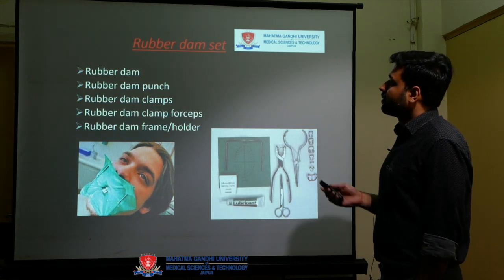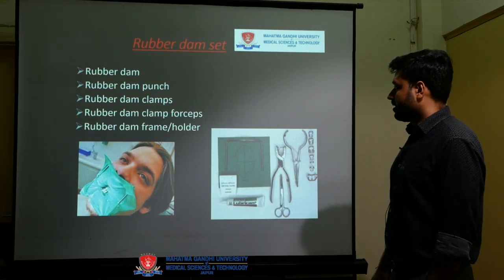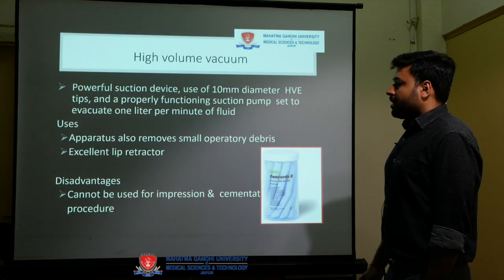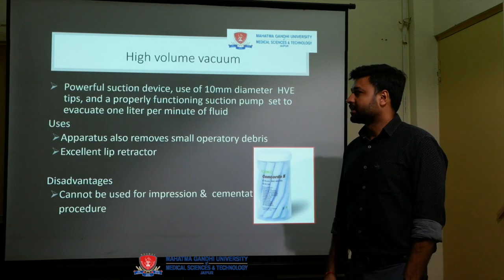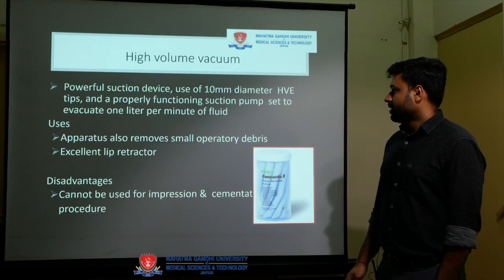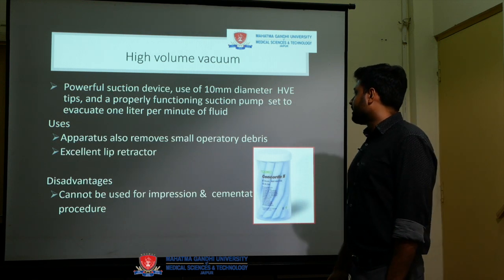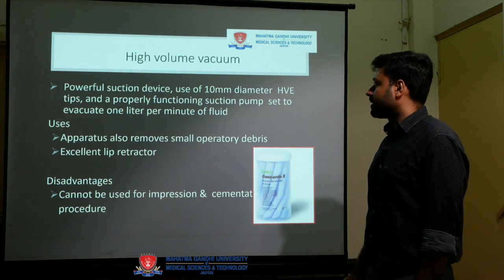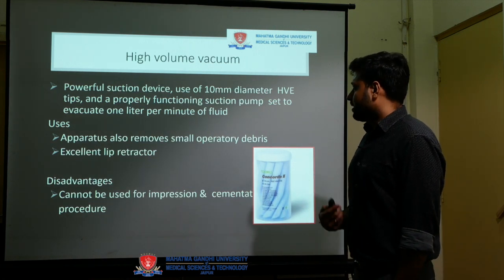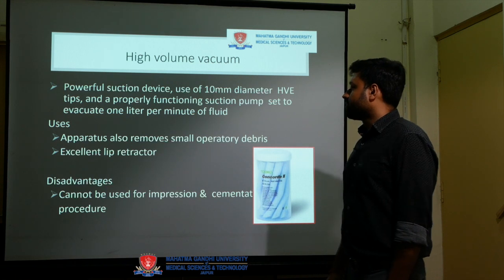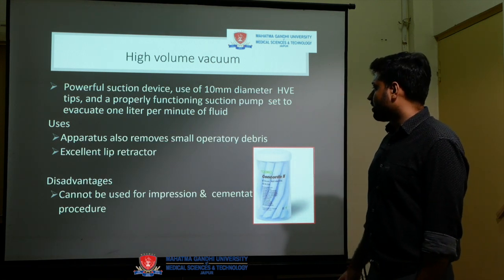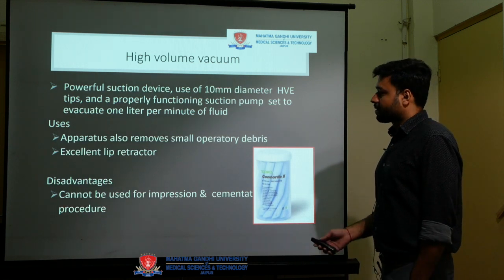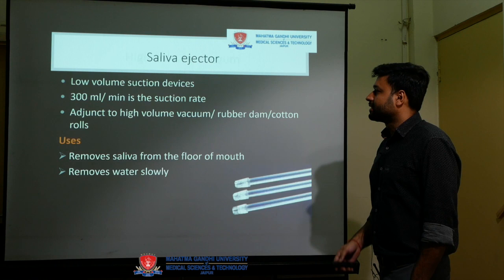So this is a basic set of a rubber dam. In that we have the rubber dam punch, rubber dam clamp, rubber dam clamp forceps, and rubber dam frame and holder. Then we have the high volume suction or high volume vacuum. It is a powerful suction device used with 10 mm diameter HVE tips and a properly functioning suction pump to evacuate the saliva or fluid from the mouth. The apparatus also removes small operative debris, and is an excellent lip retractor, but there are certain drawbacks. It cannot be used for impression and cementation procedures.